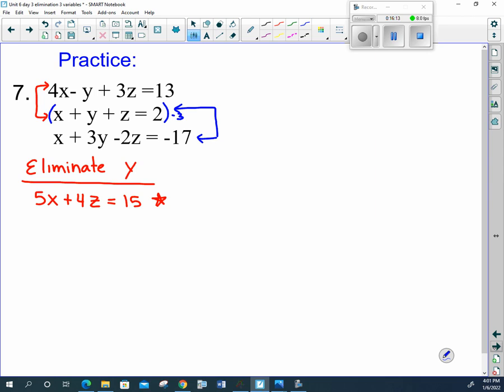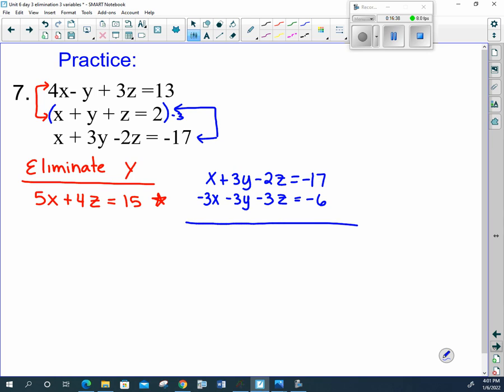Okay, so my x plus 3y minus 2z equals negative 17 is staying the same. I'm not doing anything with that. Negative 3 times x is negative 3x. Negative 3 times y is negative 3y. Negative 3 times z is negative 3z. And negative 3 times 2 is negative 6. Okay, we can combine those two together. And when we do that, we end up with the y's eliminating, which we want to have happen. Negative 2x minus 5z equals negative 23. There's our second start equation.